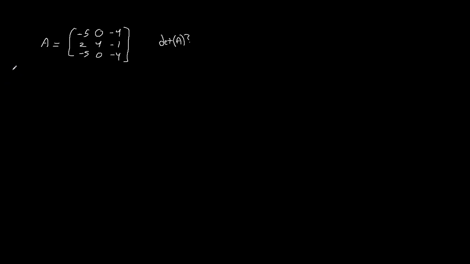And we've done this a couple times before, so hopefully this should be a review for you. I'm going to choose the second column because there's two zeros here. Again, a good general strategy is to look for the row or the column that has the most zeros. I'm going to choose this column because it has two zeros. So our cofactor expansion is going to look something like this.